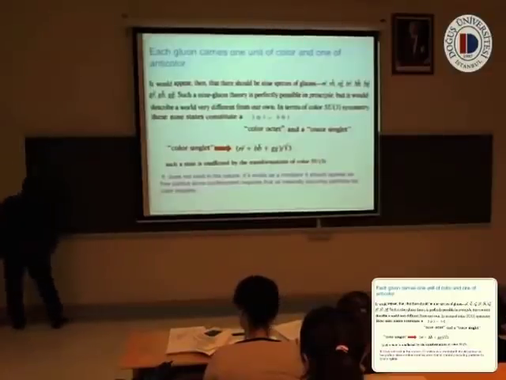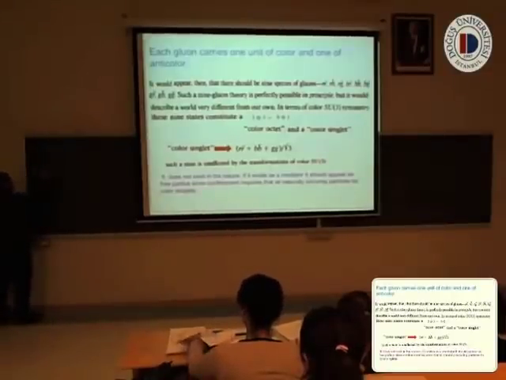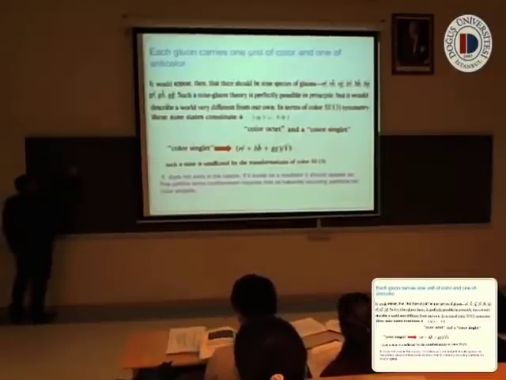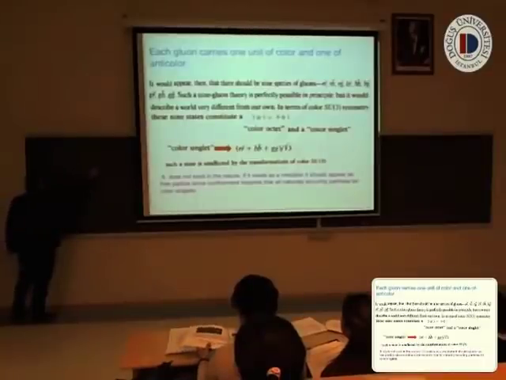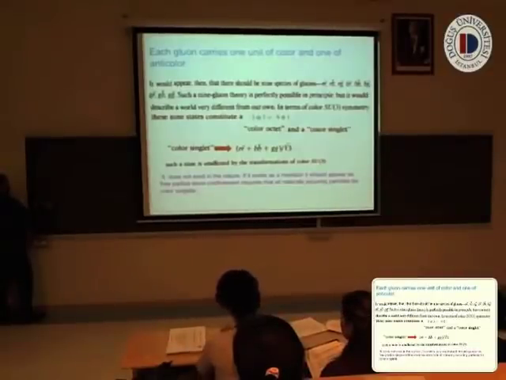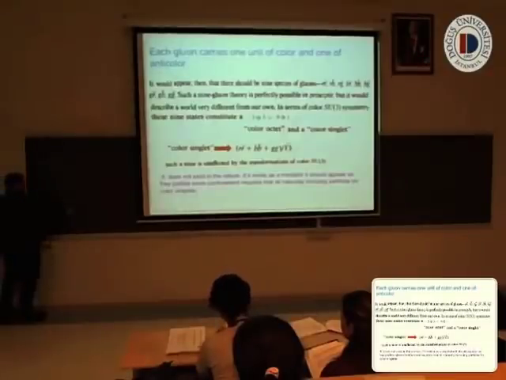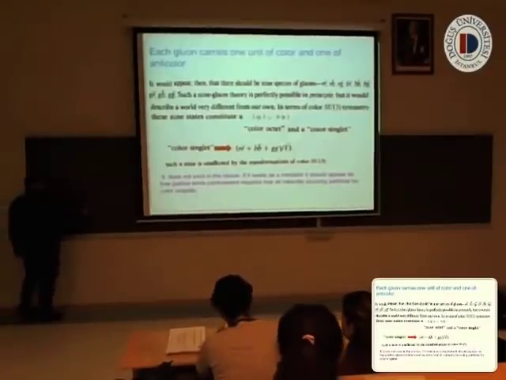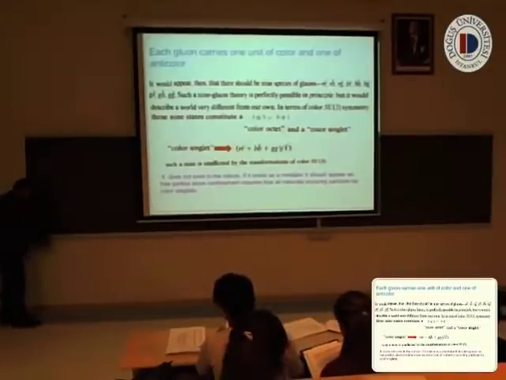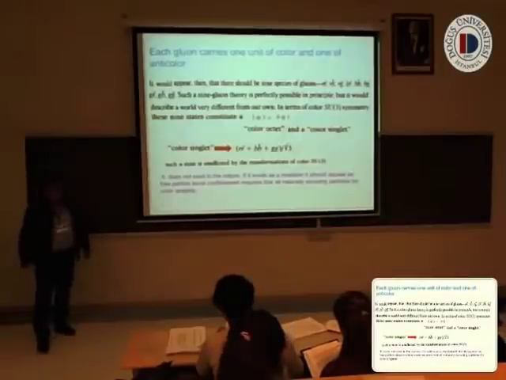For example, you may write the singlet state in matrix form, R R-bar plus B B-bar plus G G-bar over square root 3. R is (1, 0, 0), so R-bar is (1, 0, 0), so R R-bar is equal to (1, 0, 0) times (1, 0, 0), and you make the matrix representation for this color singlet.